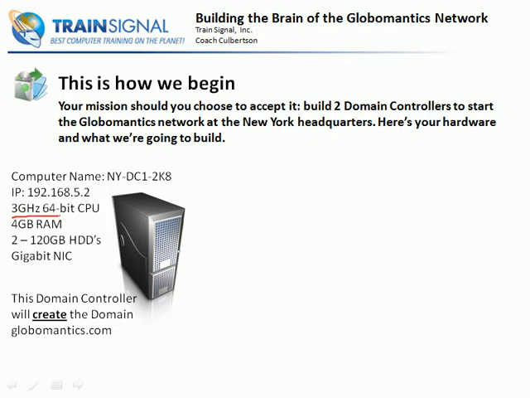We're going to have a 3 gigahertz 64-bit CPU, central processing unit. We're going to start off with 4 gigabytes of RAM. That's a pretty fair amount there. We're going to have two 120 gigabyte hard drives, so plenty of storage space to start off with, and we're also going to have a gigabit network interface card.